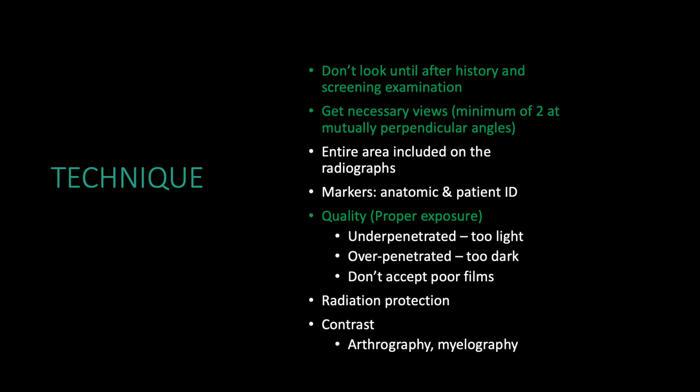Radiation protection: make sure that the patient is protected. The reproductive organs, breast, thyroid, those types of organs are protected from the radiation as much as possible. And then sometimes we'll use contrast material, particularly with an arthrogram or a myelogram. They can use different contrast materials here that'll show up well on these X-rays.